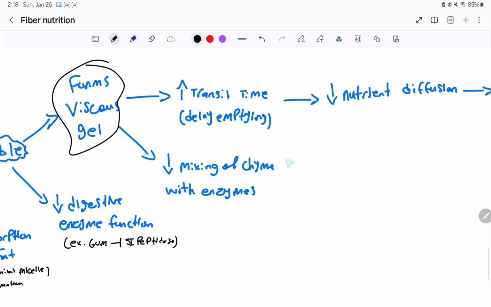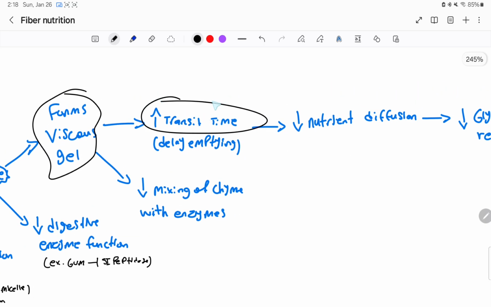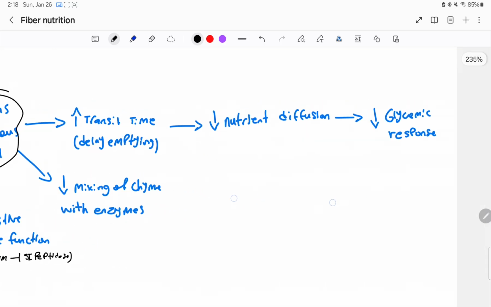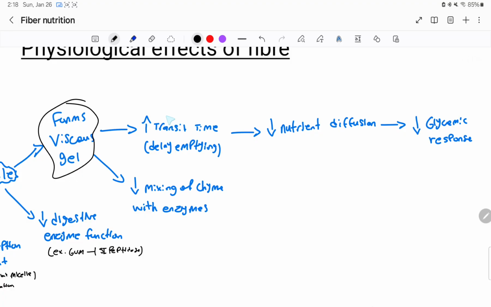Okay, it's going to delay the stomach emptying, and it's going to alter the small intestine transit time. Specifically, it's going to increase transit time, meaning that food is going to stay within the stomach more. Now if that's the case, if your nutrients and foods are staying in the stomach for a long time and in the small intestine for a longer time, that means there's going to be a lower rate of nutrient diffusion. Meaning that the nutrients you are currently digesting and absorbing are going to take a longer time to diffuse into the enterocyte and get absorbed.